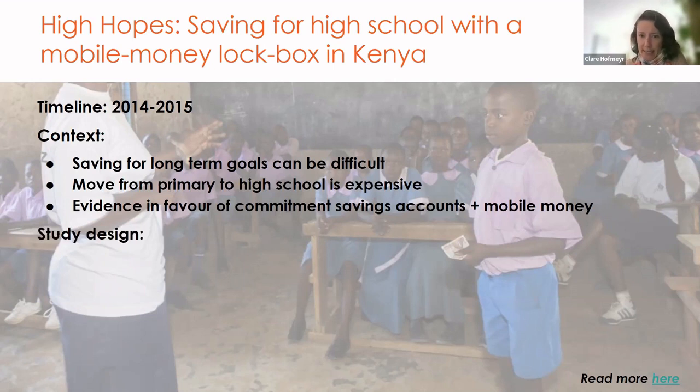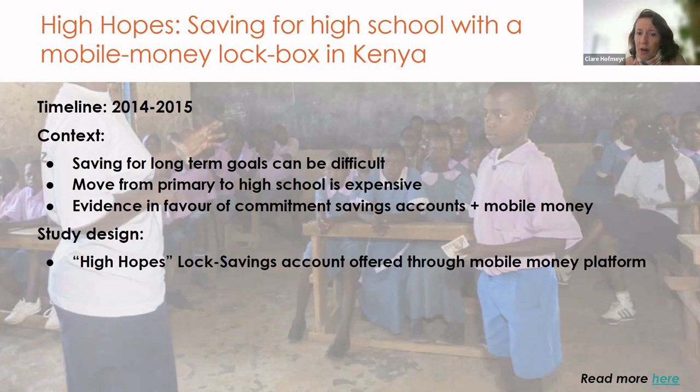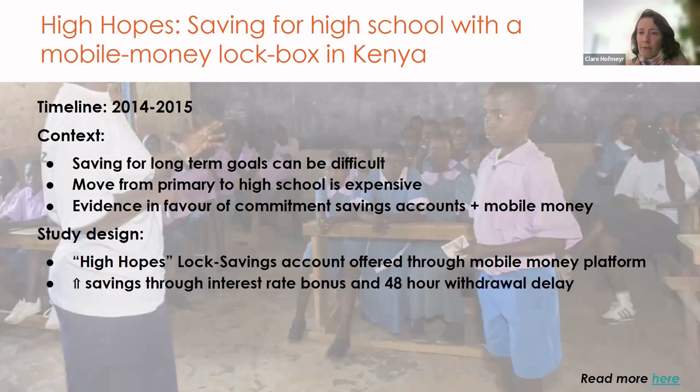So in terms of the study design, researchers partnered with a telecom operator in Kenya to evaluate the impact of a commitment savings account called the High Hopes Lock Savings Account. So the account was offered through the mobile money platform and could be opened directly from a cell phone. There were 2 key features of the account that were designed to create a commitment to saving. So the first was an interest rate bonus if savings were held until the goal date.